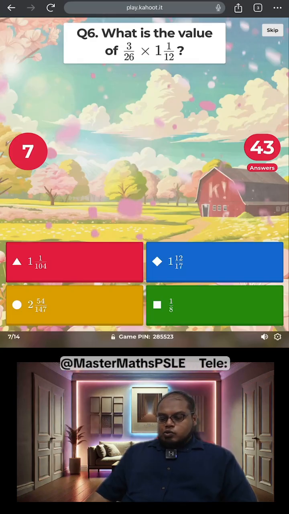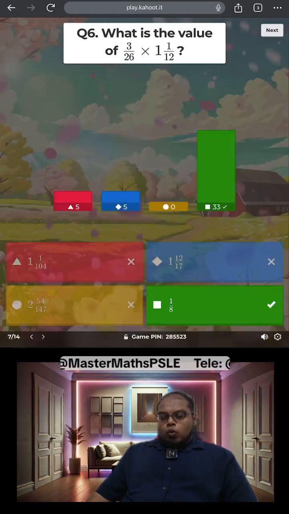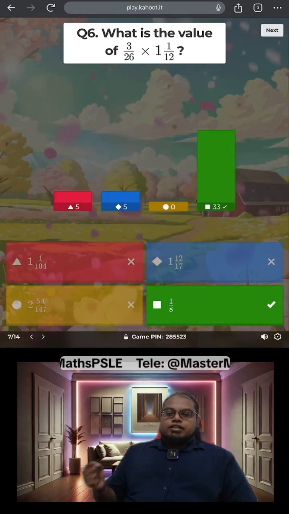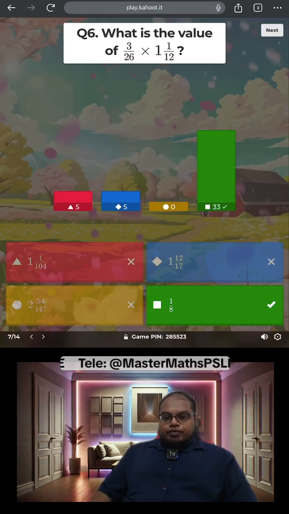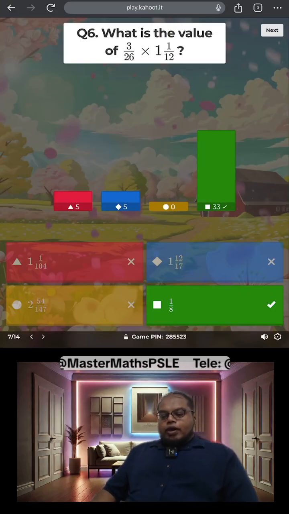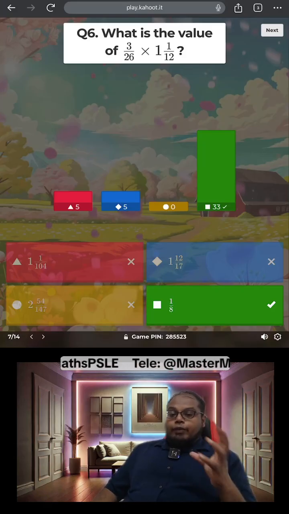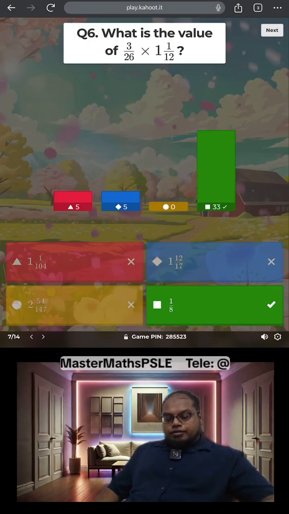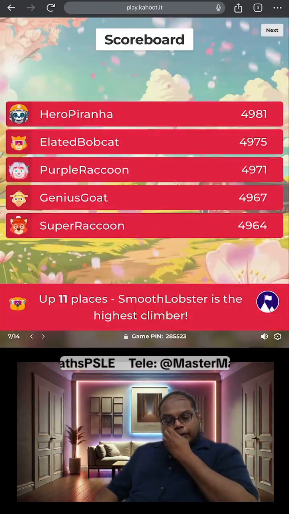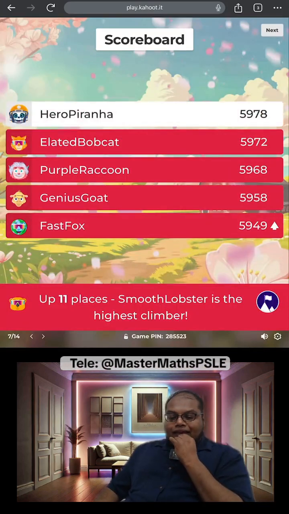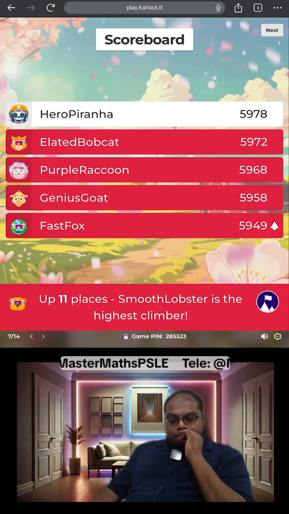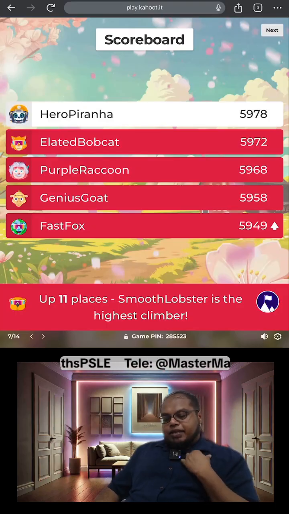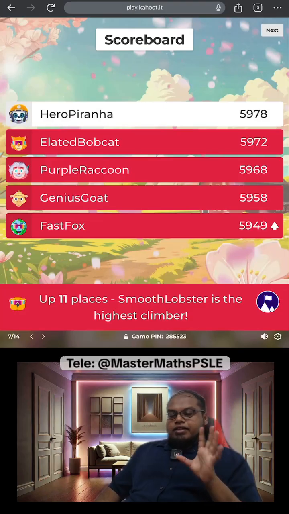7, 6, 5, 4, 3, 2, 1. Yes, correct. The answer is green. So when we convert the 1 whole and 1 out of 12 to improper, then we can multiply and we will get 1 out of it. Yes, there is a change in the 5th placing, but the rest remain the same. Good job, good job.